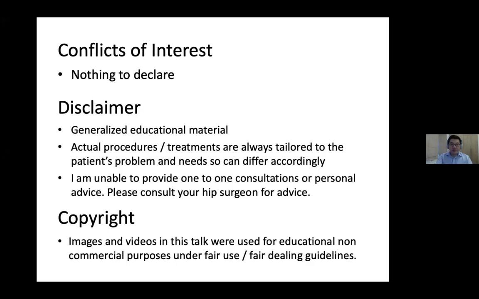In terms of copyrights, all the images and videos are used for educational, non-commercial purposes and as per fair use and fair dealing guidelines.